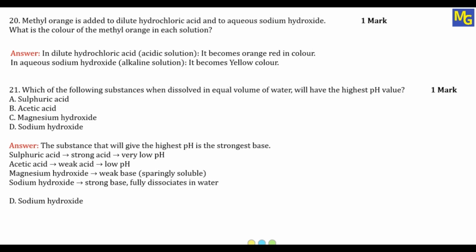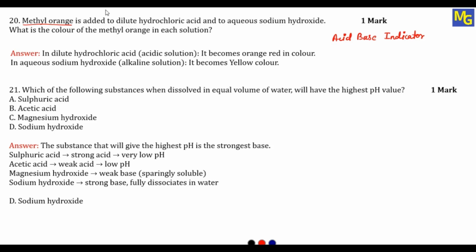So if you see this, this is methyl orange. It is nothing but an acid base indicator. There are many types of indicators: acid base indicator, then we have metal ion indicator, then we have redox indicator, etc. So methyl orange is an acid base indicator, meaning it is used to check whether the solution is acid or base by observing the change in the color.